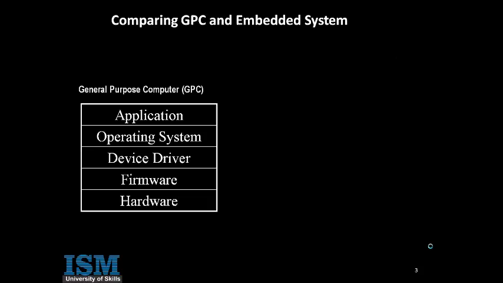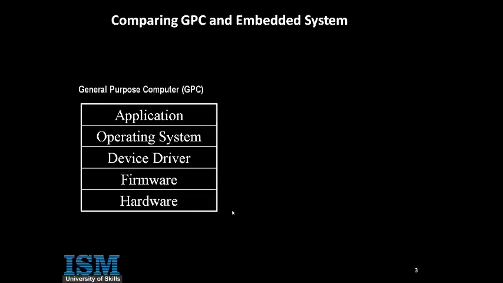I have put up this general purpose computer represented by 5 different layers shown here: hardware, firmware, device driver, operating system, and application. Okay, what is hardware? I think we all know.